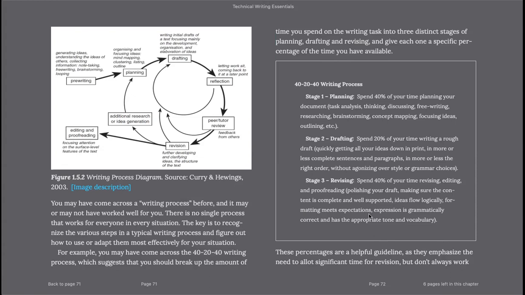And I personally noticed, because I marked many papers during the days and weeks and years, that the revision stage is usually missing or not fully at 40%. It is either at 5% or maybe 10%, or it's completely missing. So it is very important to have that 40, 20, 40.